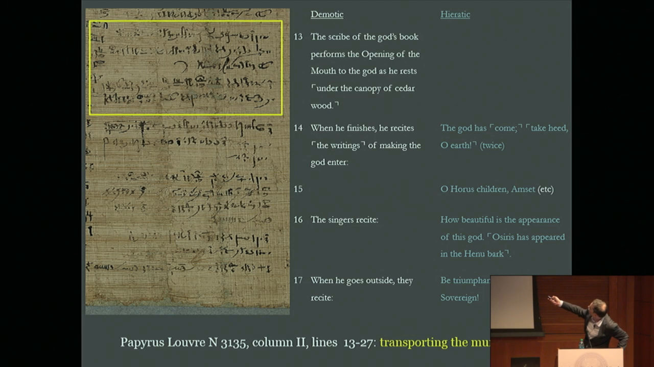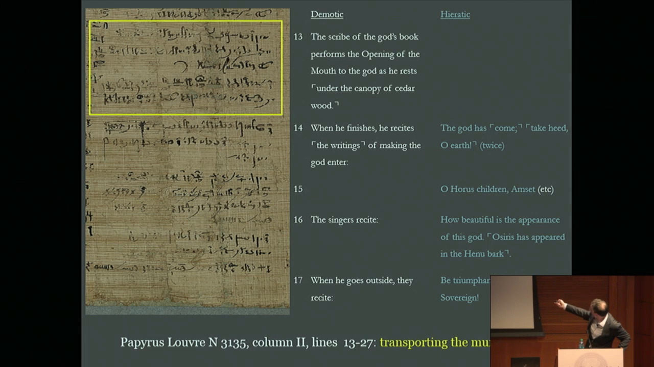And so we start with the scribe of the god's book performs the opening of the mouth to the god. The god is a normal reference to a mummy, the mummy being Osiris in essence, irrespective of which individual it is, as the mummy rests under the canopy of cedar wood. And then when he finishes with the opening of the mouth ritual, this priest recites the writings of making the god enter. And then we get, in hieratic, the incantation.